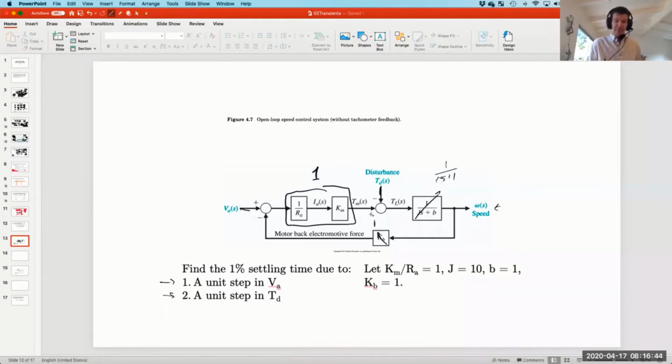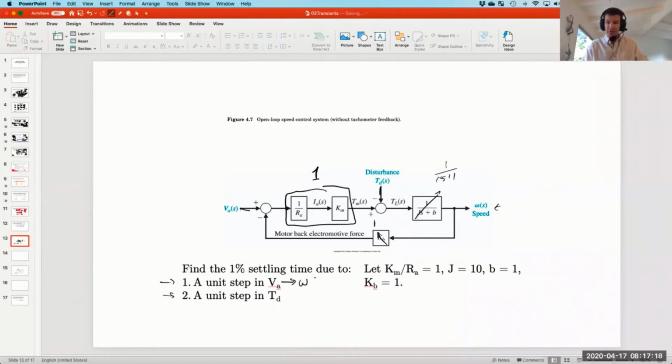Now, let me decompose that sentence that I just said. If I want a transfer function from V_A to omega, what does that imply about the disturbance signal? Anyone? Can you repeat the question? Yeah, so the goal is, if I want to answer question number 1 here, I need the transfer function from V_A to omega.